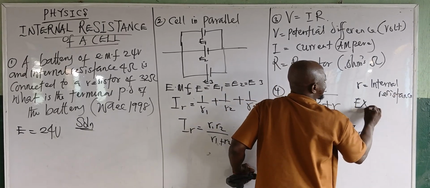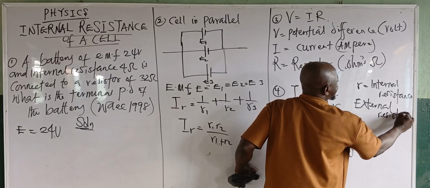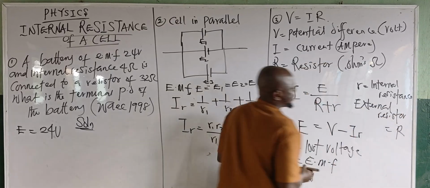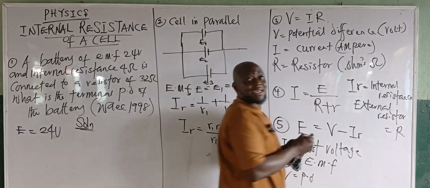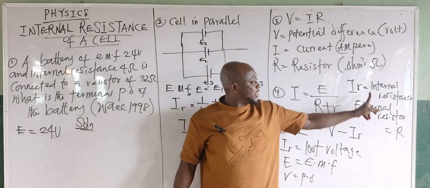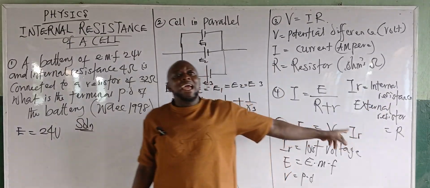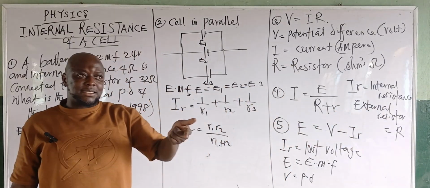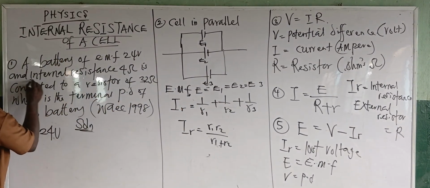While external resistance or resistor means big R. Please note that. Internal resistance is inside, so that means small r. Small r is internal resistance. Big R is external resistance or external resistor. Please note that.